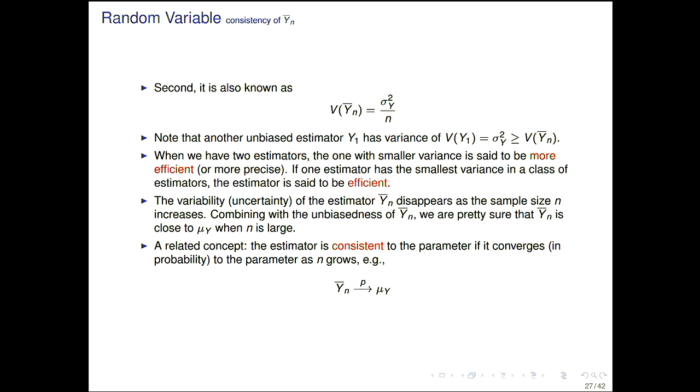Another concept is efficiency. We are comparing two estimators: one is y bar, and the other one is y1. When the sample size is 1, then both have the same variance. Y bar has sigma square divided by 1, which is sigma square.